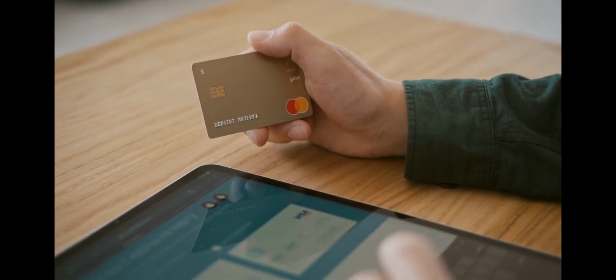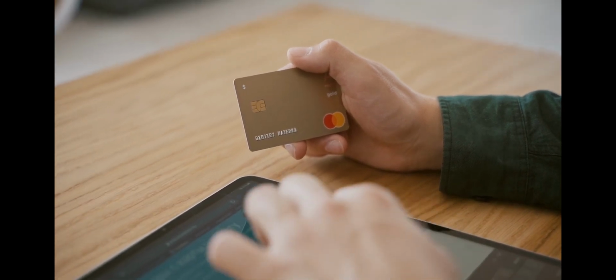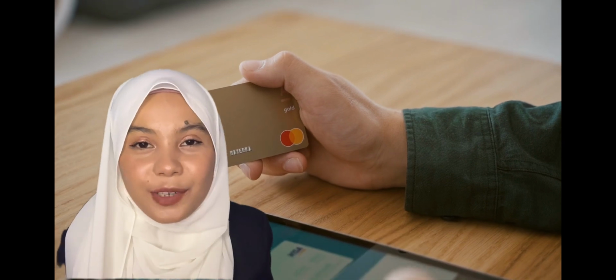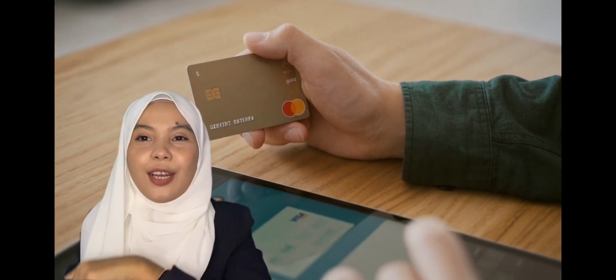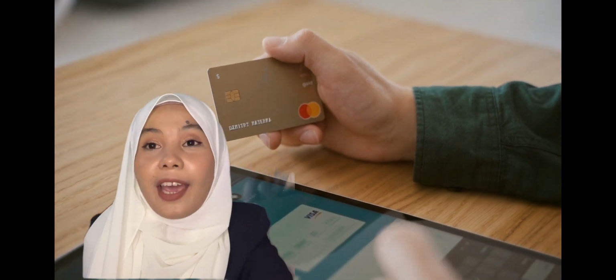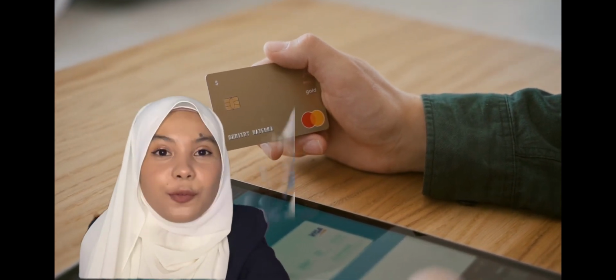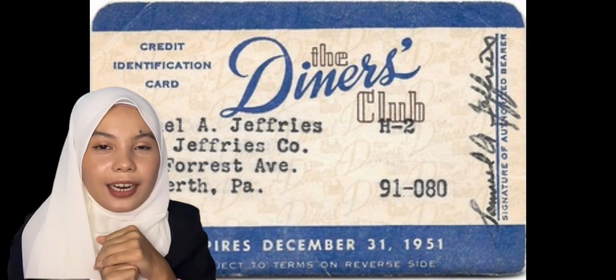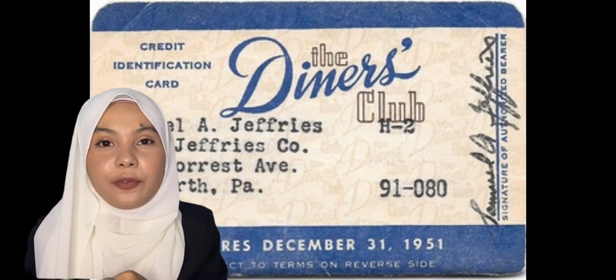Credit cards were introduced in the 1950s to alleviate the strain of carrying cash. Have you guys seen the first credit card? Bet you haven't, but it's okay. I'm going to show it to you guys now, but if you have seen the first credit card, then good for you. So, ta-da! This is the first credit card that was invented in the 1950s.